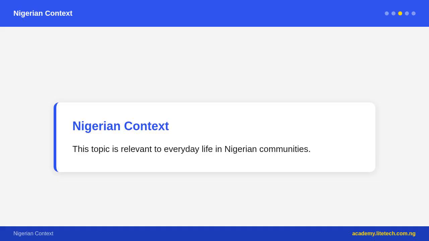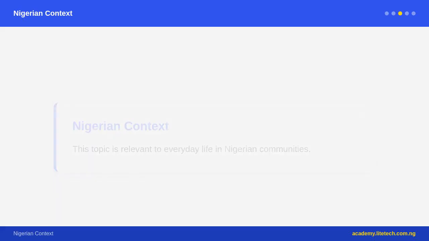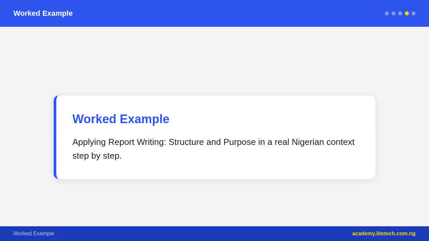Sample report opening. Report on the field trip to the National Museum, Lagos. Introduction. This report presents an account of the field trip organized by the school for JSS 3 students to the National Museum, Lagos, on Wednesday, March 12, 2026. The purpose of the visit was to expose students to Nigerian cultural heritage and art history. The trip was supervised by Mr. Adeyemi, the art teacher, and Mrs. Okafor, the history teacher. Findings.